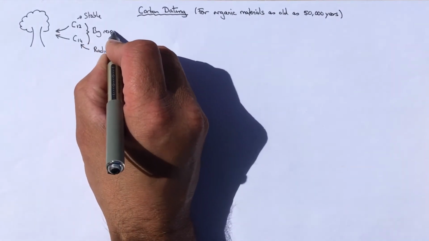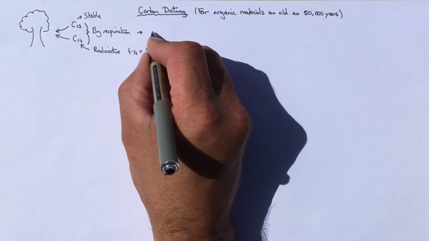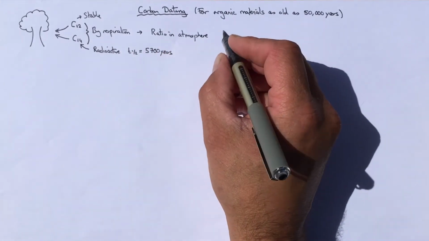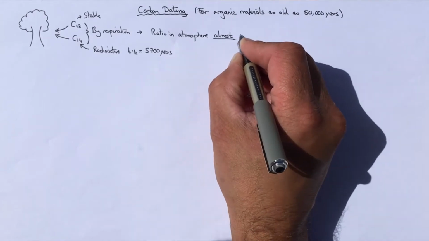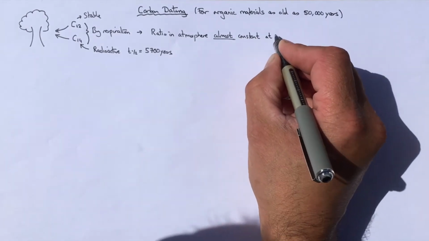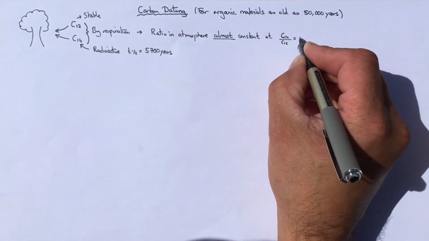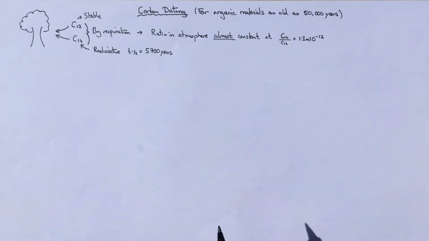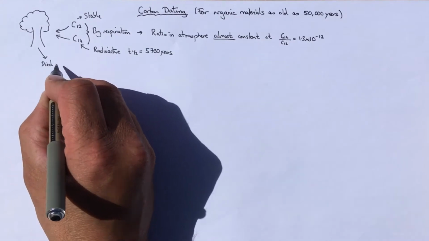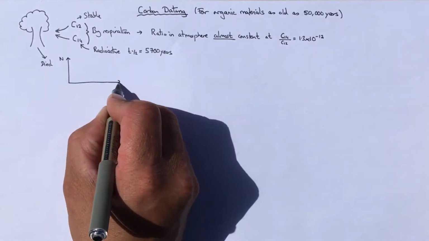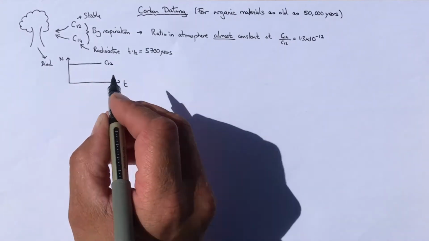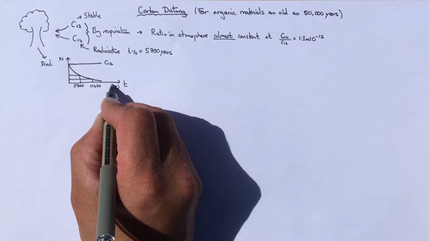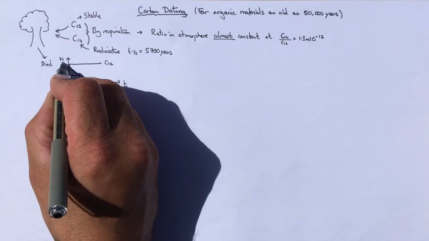Both carbon-12 and carbon-14 are taken into living materials by respiration, and the ratio in the atmosphere is almost constant at a ratio of 1.3 times 10 to the minus 12 carbon-14 atoms for every one carbon-12 atom. So when something dies, the number of carbon-12 atoms stays constant, but the number of carbon-14 atoms decays exponentially with a half-life of 5,700 years.